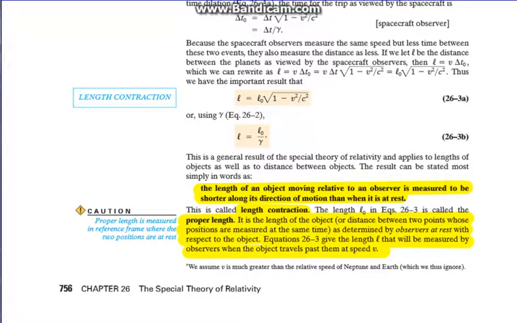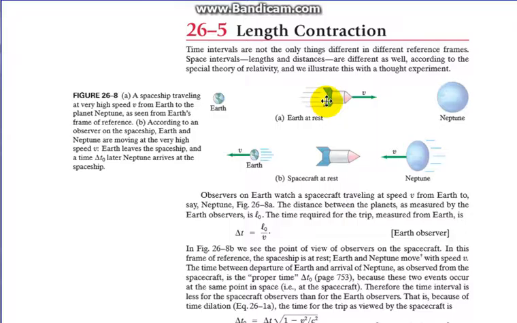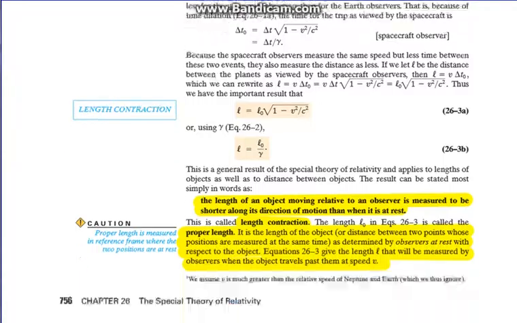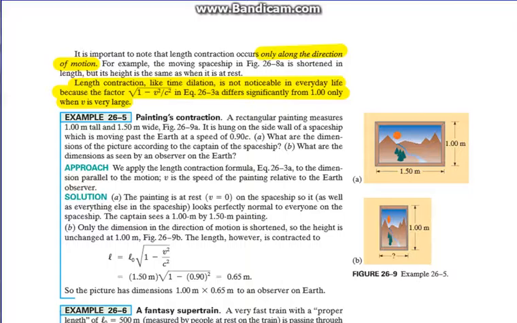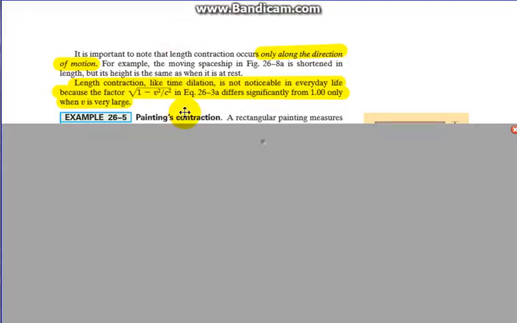Very interesting. So again, the length of an object is determined by observers at rest with respect to the object. So equation 26.3 gives the length that will be measured by observers when the objects travel past them at v, whether it's the rocket ship traveling away from Earth or the planets traveling away from the rocket. Okay, so we have that we talked about. So again, it's important to note that the length contraction only occurs along the direction of motion. For example, the moving spaceship is shortened in length, but its height is the same as when it's at rest.